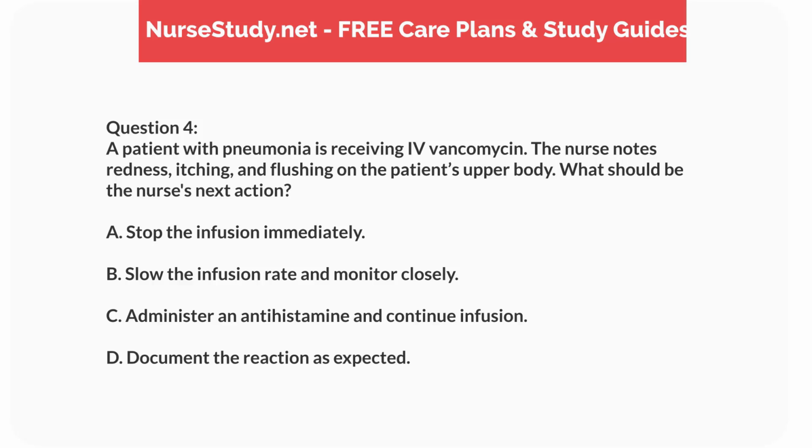Question 4. A patient with pneumonia is receiving IV vancomycin. The nurse notes redness, itching, and flushing on the patient's upper body during the infusion. What is the most appropriate nursing action? A. Stop the infusion immediately and notify the provider. B. Slow the infusion rate and monitor the patient closely. C. Administer an antihistamine and continue the infusion. D. Document the reaction as an expected side effect.